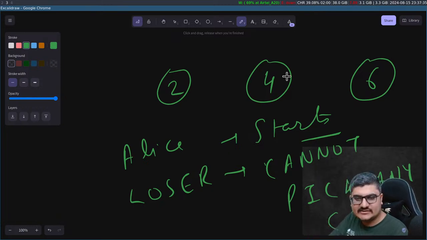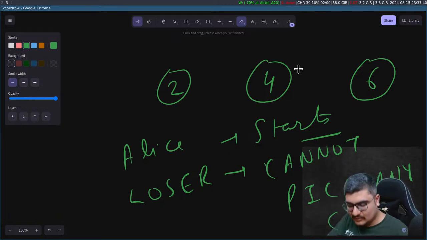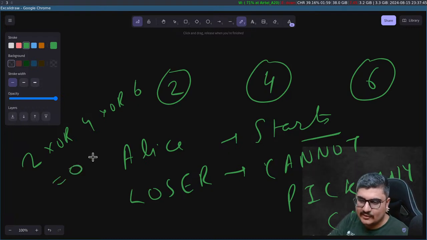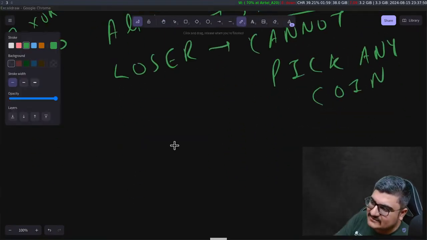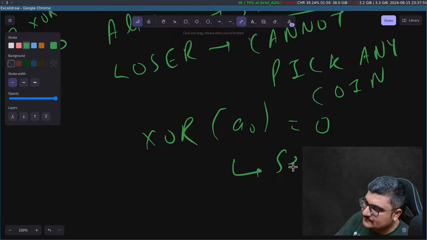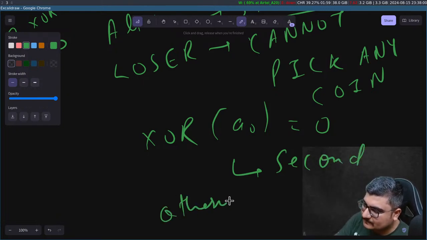Because there are no restrictions here, what people generally do is look at the XOR of 2, XOR 4, XOR 6. If the XOR of all the piles is 0, then the second player wins. Otherwise, the first player wins.